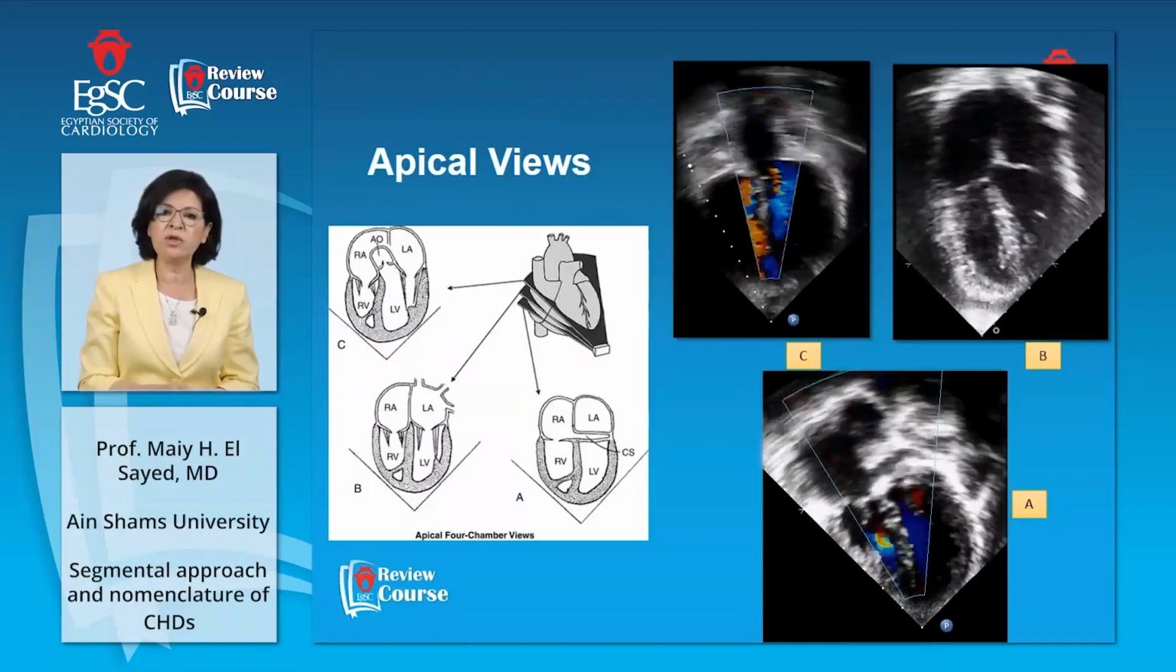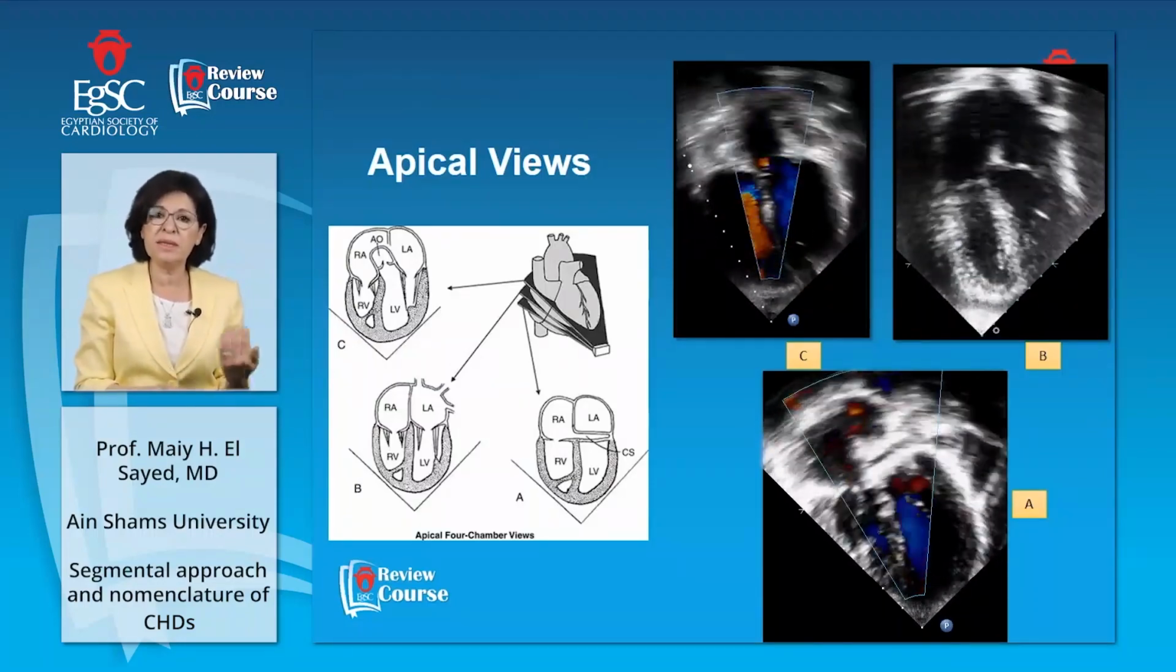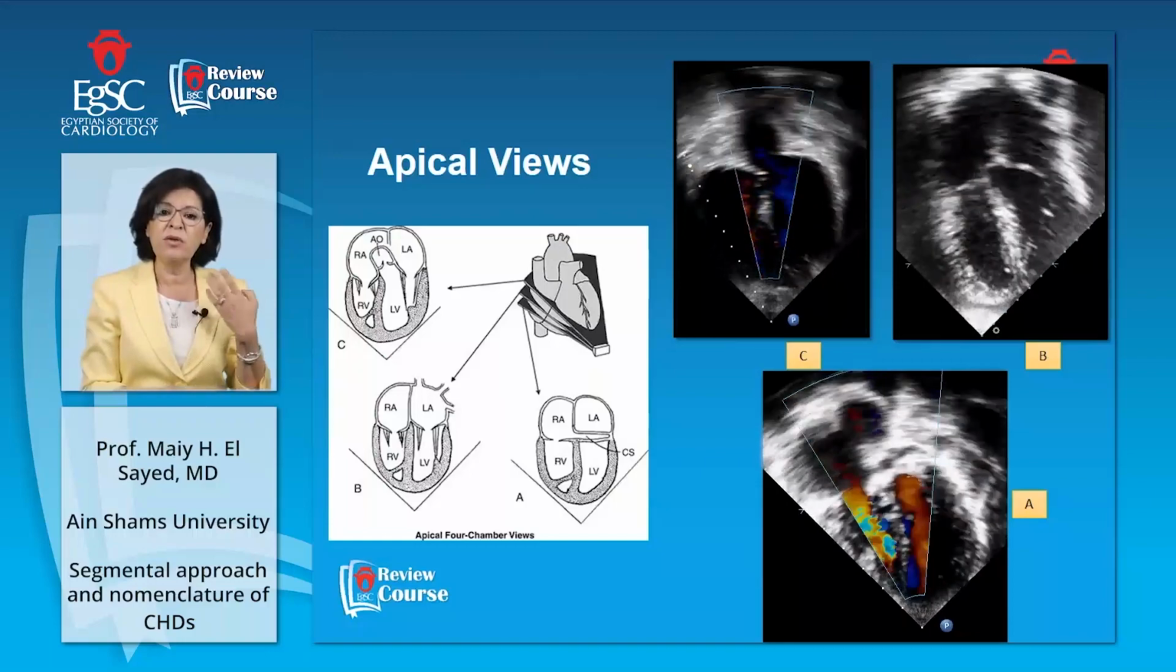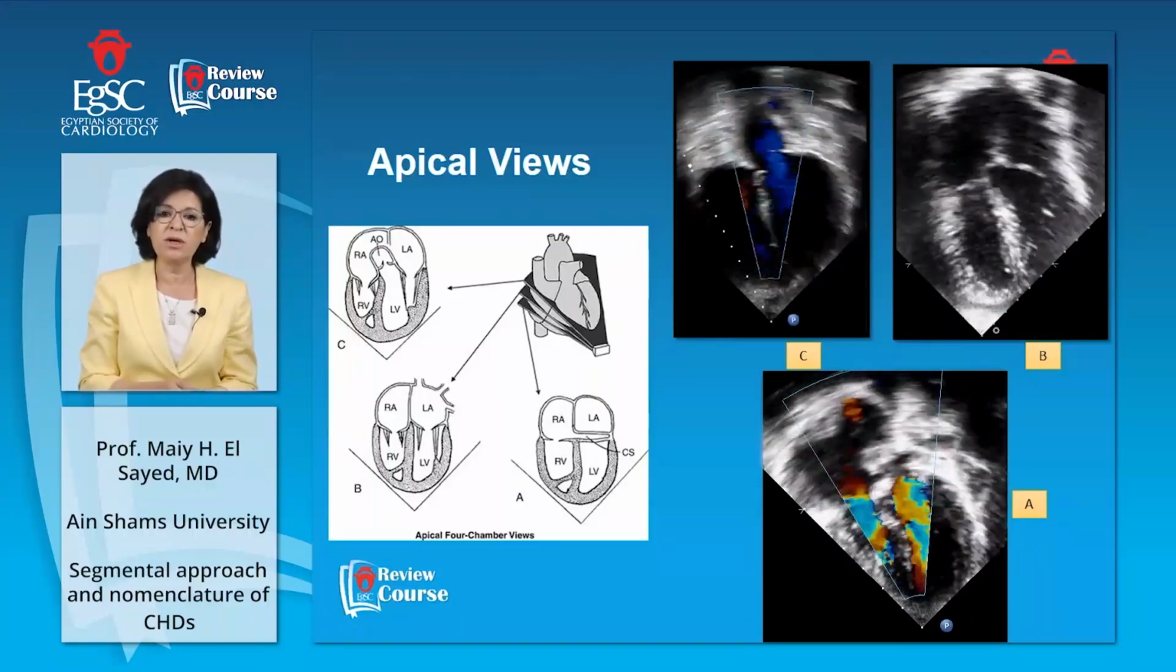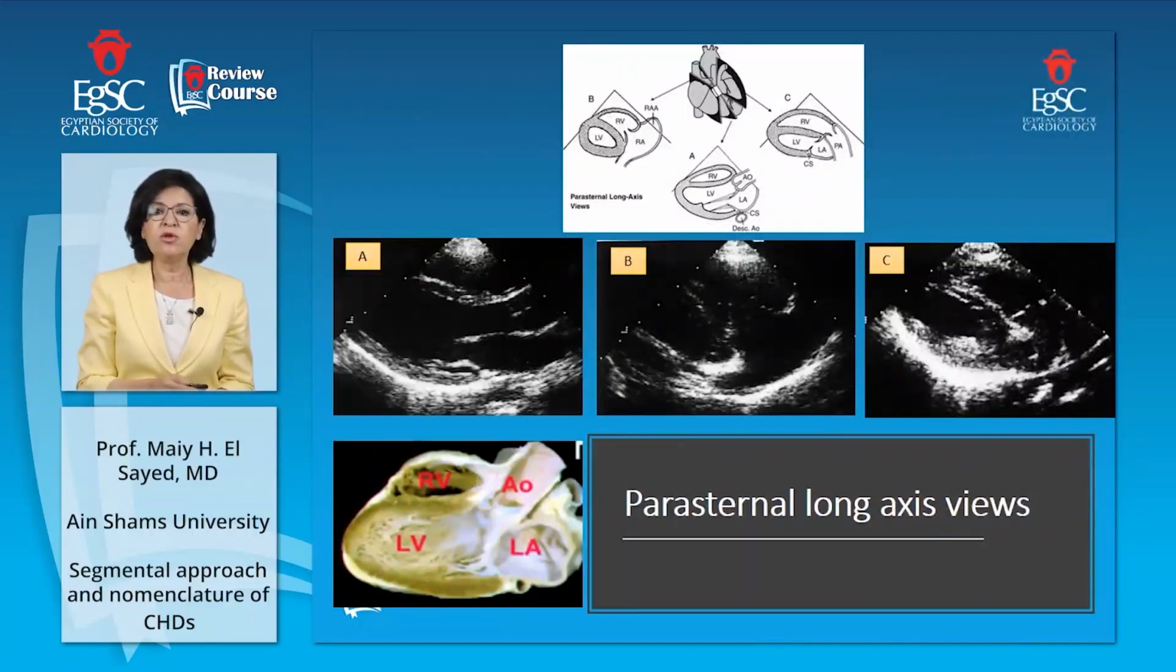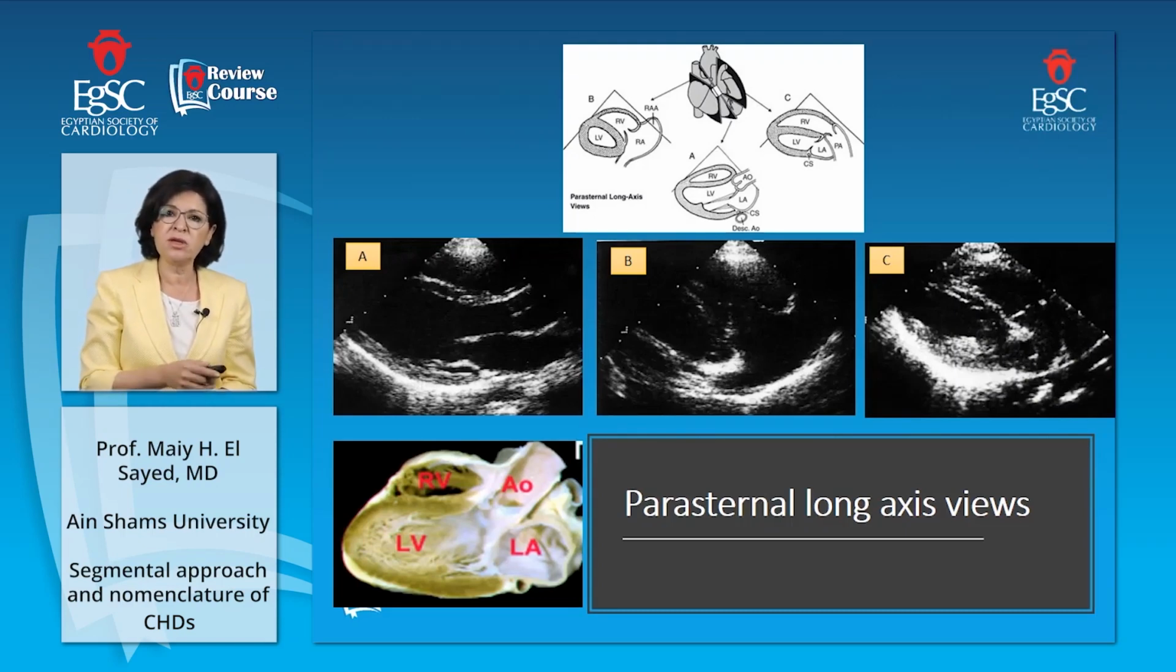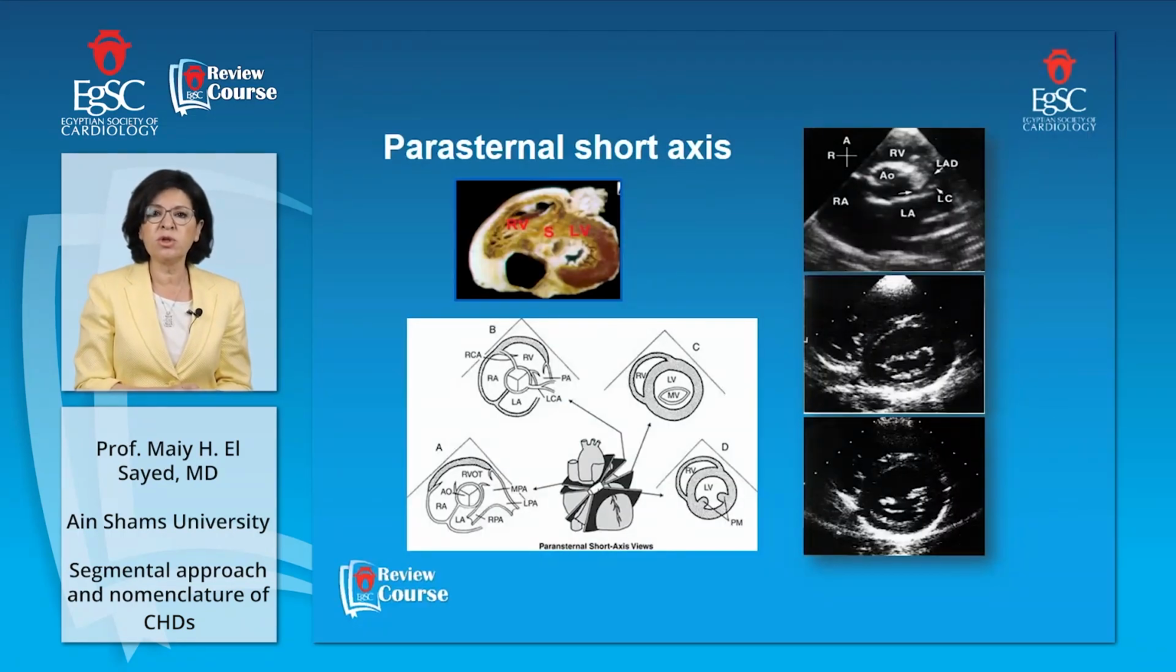And from the apical views, you can see the apical 4-chamber. If you go anterior, you will see the aorta, which is the outlet. If you go posterior, then you'll see the coronary sinus. And then, of course, you're all familiar with the parasternal long axis views, the standard parasternal long axis. If you direct your probe superiorly, then you'll see the pulmonary artery. If you direct it towards the liver, then you'll see the right atrium. And then the usual parasternal short axis.